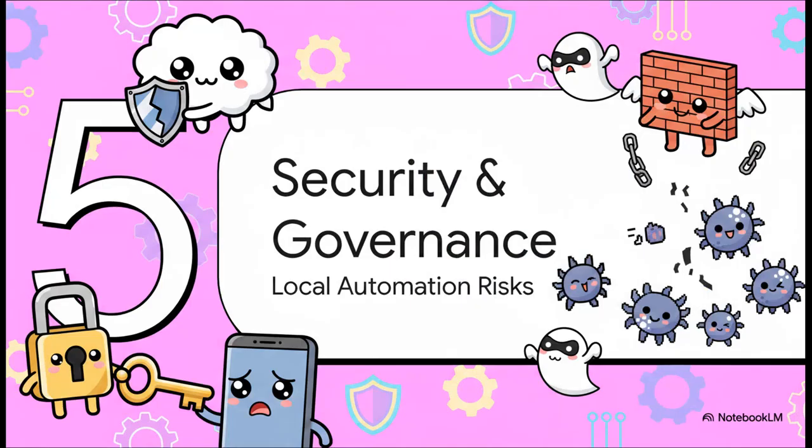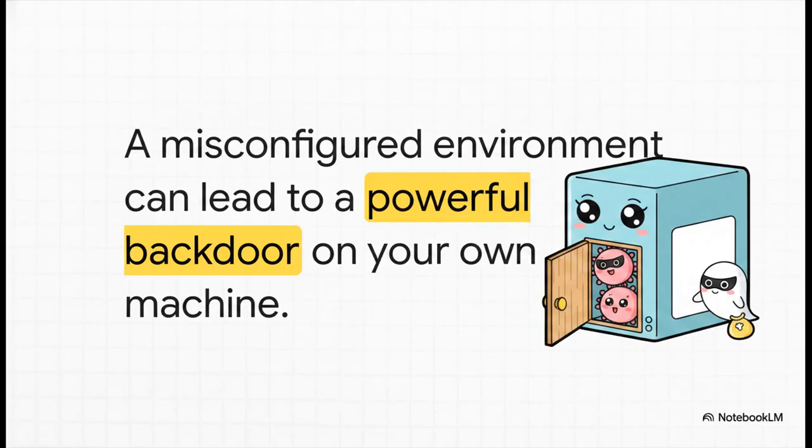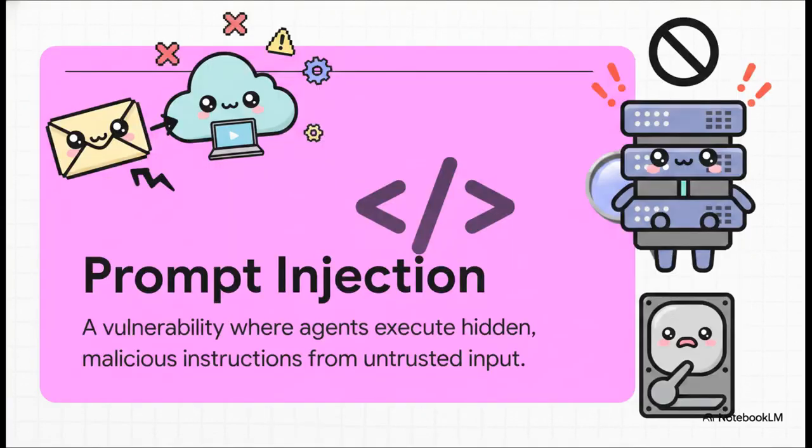And finally, Section 5, Security Risks and Governance. Okay, before we get too excited and hand over the keys to our digital lives, we really need to address the terrifying reality of local automation. Because systems like OpenClaw run locally as Node.js services with direct, unfettered access to your file system and terminal, a single misconfigured environment can literally lead to a powerful backdoor right on your own machine. As we speak, there are thousands of internet-exposed OpenClaw instances out there, completely vulnerable to attack. And this usually happens either due to poor setup configuration or simply because users downloaded skills from the internet that secretly contained malicious code.